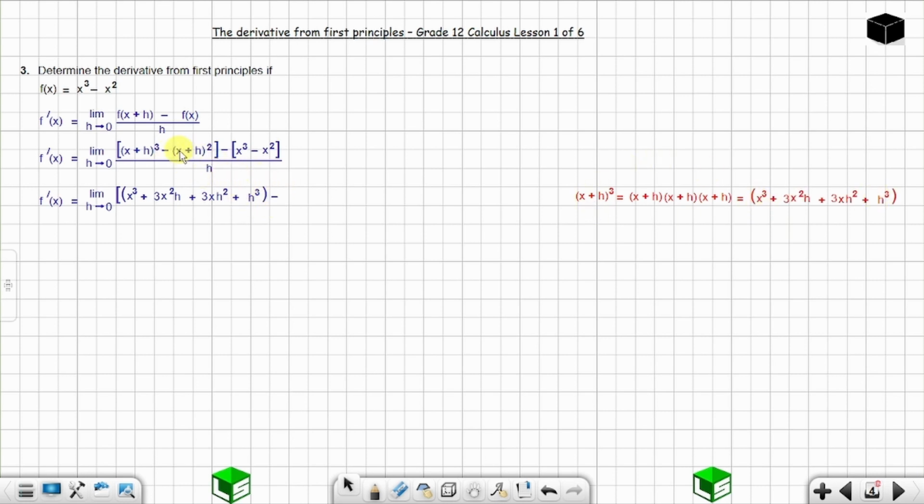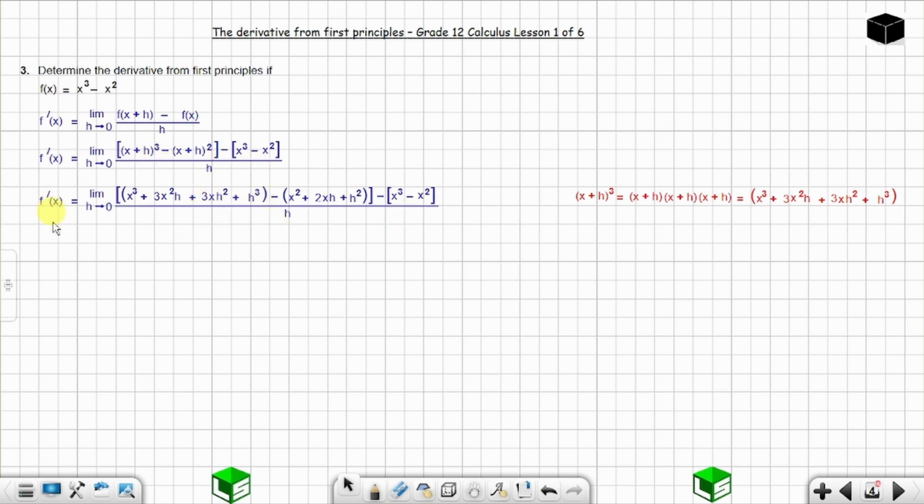Now you are going to expand this bracket. You have x squared, and you have x times h times 2, which is 2xh, and you have plus h squared. You close your round bracket and you close your square bracket. You still have minus there, and you have this over h.